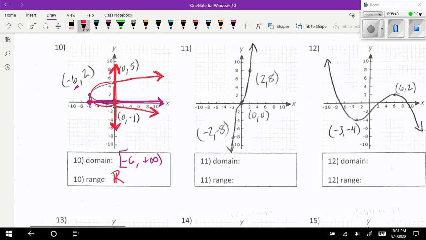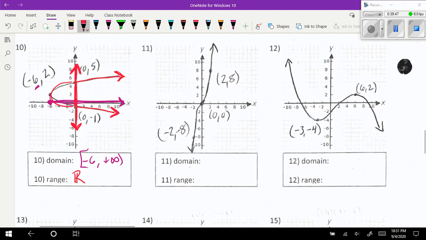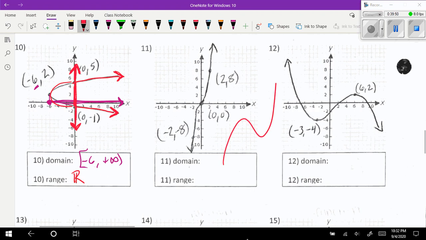Numbers 11 and 12 are both cubic functions. Cubic functions start low and end high, or they start high and end low, or they do something like that, some little squiggly up and down. They turn around twice usually, not always, but at most twice. Both of these are cubics. That means the domain and range are both all real numbers. But let's just look at this for a second a little more carefully.